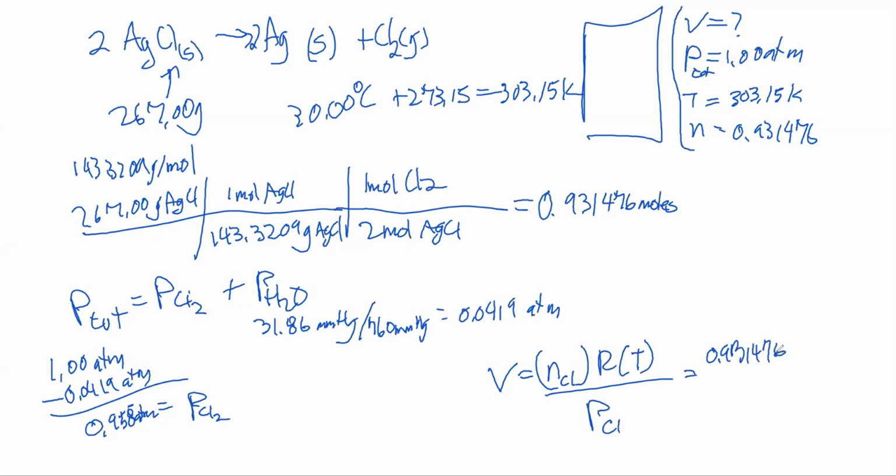So updating this, that becomes 0.931476. And if we wanted to think about significant figures, we'd have a total of 5. Our R, which is 0.08206 liters atmosphere per K mole, of course. Our temperature is 303.15. Running out of space here. Let me just move this all over a little bit. We'll just swap the color, make that a little bit easier to see.